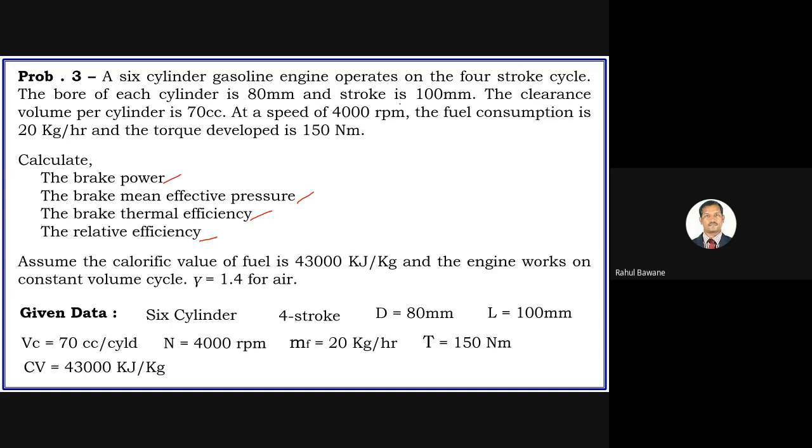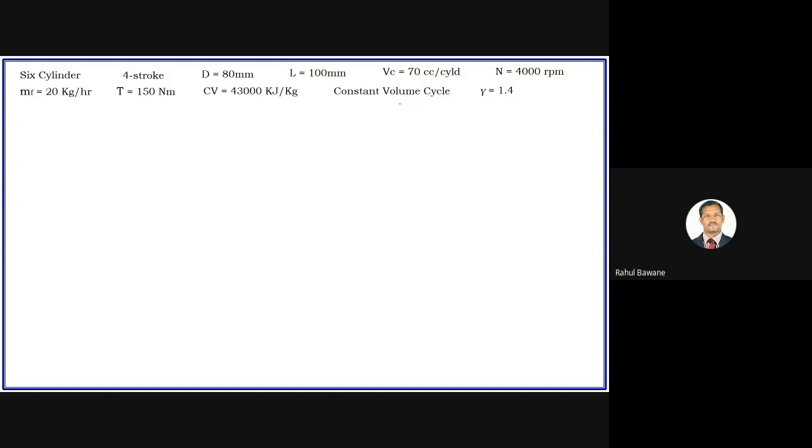And the engine works on a constant volume cycle. So the engine is working on a constant volume cycle, and the gamma value is given as 1.4 for air. So this is our given data. Now we will calculate one by one. First, brake power. How to calculate brake power? The very well known single formula of brake power is 2 pi N T.